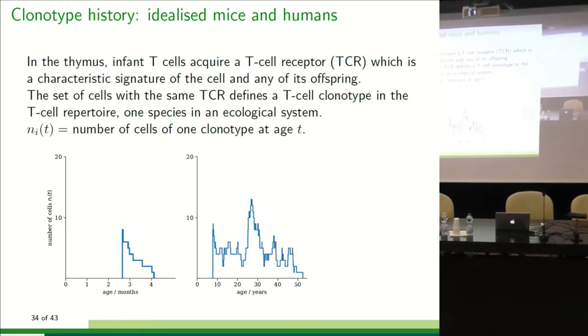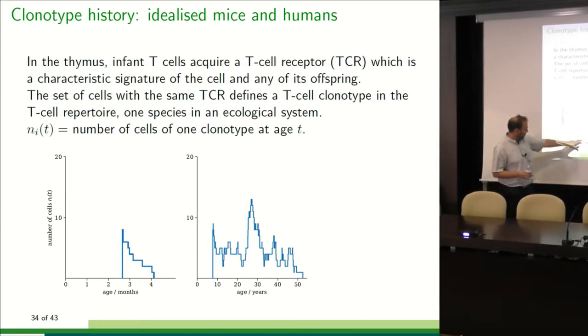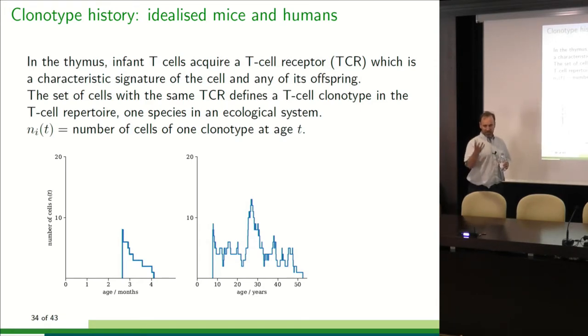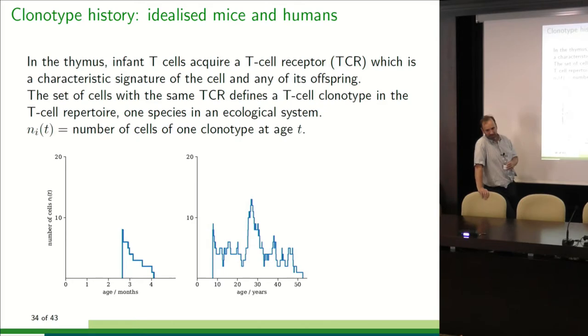In a mouse, let's suppose 8 cells with the same TCR come out of the thymus at some time when the mouse is 2.5 months old. Now, it is observed that T cells do not divide much in the periphery of a mouse. So therefore, we have a simple death process. If you know the average lifetime of a T cell in a mouse, then you can work out the average lifetime of a family of 8 cells. There are pretty good estimates for that. One T cell lives for about a month. One family that just obeys a death process will live for, let's say, 2, 3, 4 months. So now I have what I wanted, which is the estimate of the lifetime of a family.